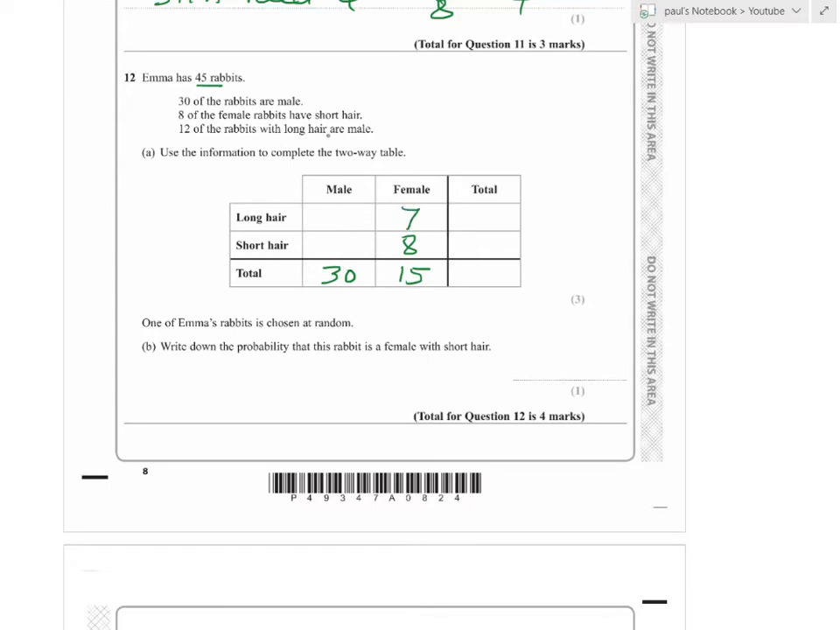12 of the rabbits with long hair are male, so we've got 12 long hairs, that makes 18 short hairs. Add that up to 45: that's 19, that's 26. 26 and 19 make 45. One of Emma's rabbits is chosen at random. Write down the probability of this. Female with short hair. Female with short hair is 8, so it would be 8 out of the 45 rabbits.